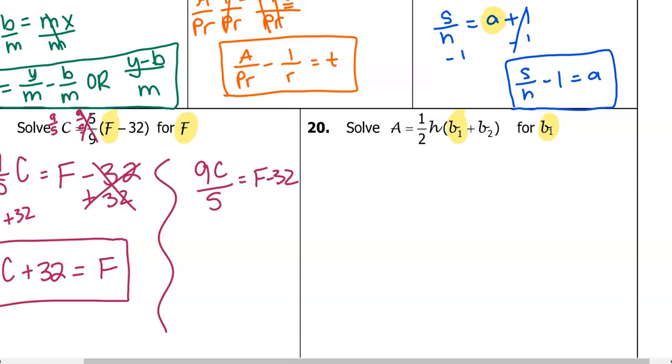How are we going to move the 1/2? We're going to flip it and multiply. Okay? So, what are we going to do first? Let's get rid of the fraction first. That's always a nice game plan. If you can, get rid of your fractions. So how am I going to get rid of 1/2? Multiply everything by 2. It gets rid of it over here. We now have 2A equals H times B1 plus B2.